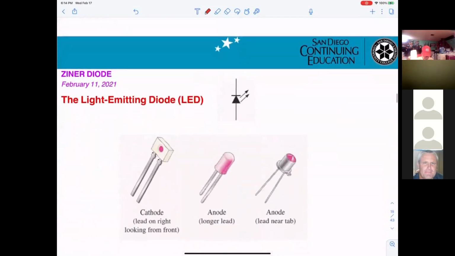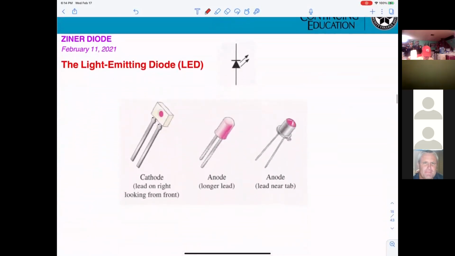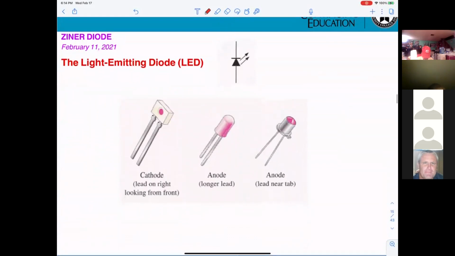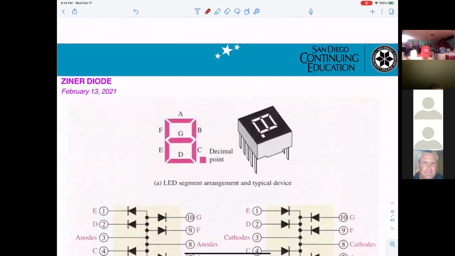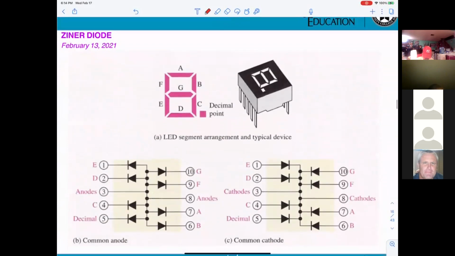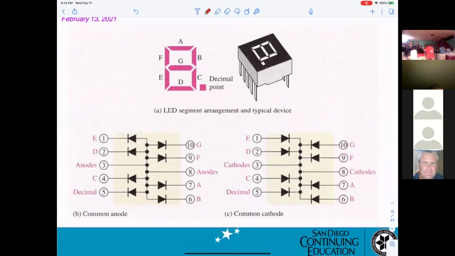We need to go. Next one, LED, light emitting diode, okay? Basically, this one here, you can see that's the LED. They will be going to the 7 segment. They display a decimal for the human. And also they will show you what that means for common anode and common cathode. Okay. This one is common anode.